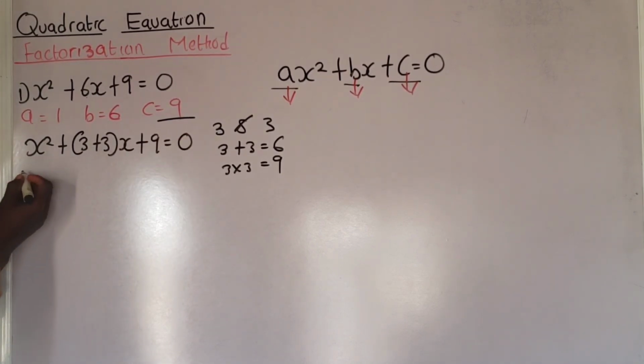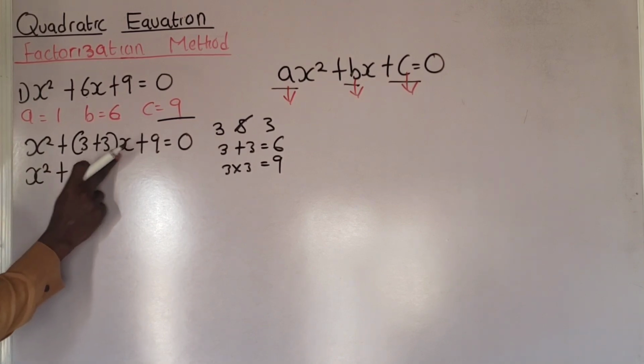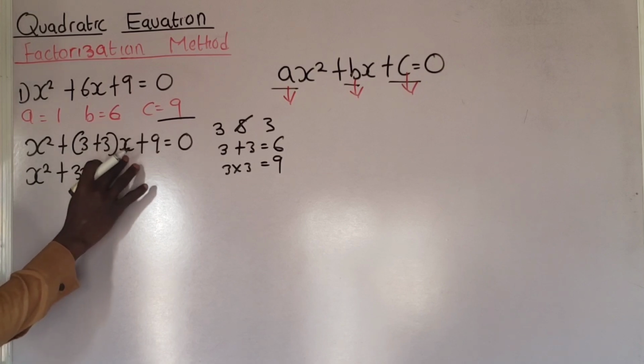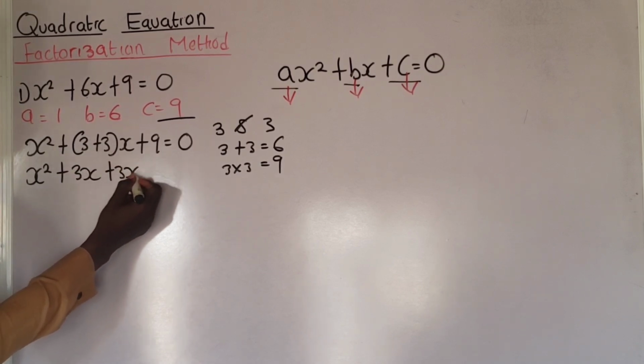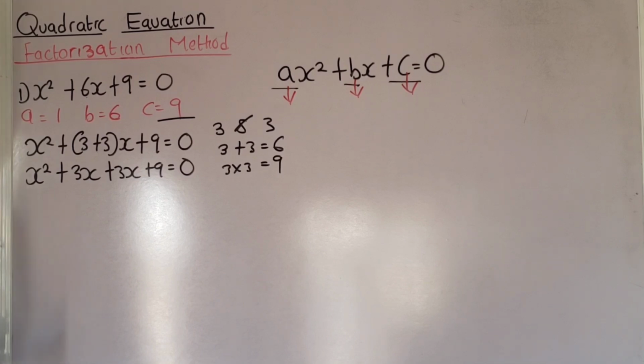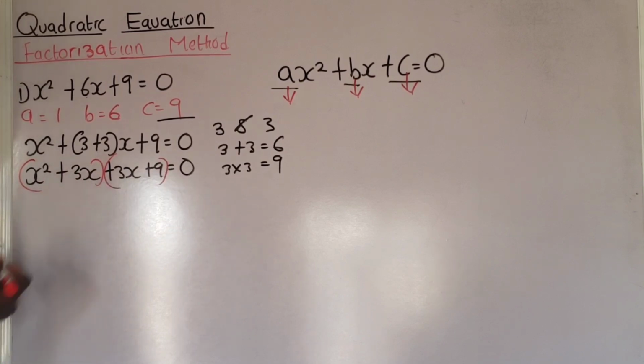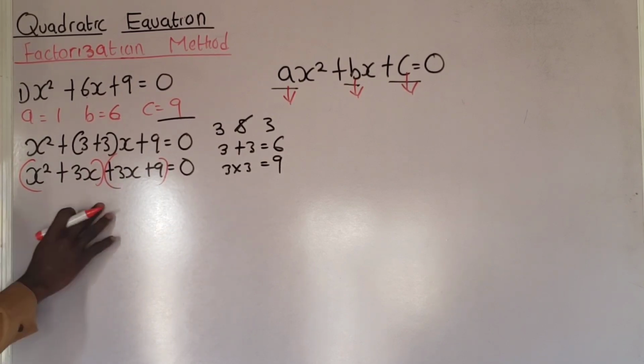So here I'm going to proceed as follows. x squared plus x multiplied by 3 will give me 3x. Plus 3 multiplied by x gives plus 3x, plus 9 equals 0. Now, having gotten to this point, the next step is to factorize. I will separate this quadratic equation into two, so here I'm going to factorize.